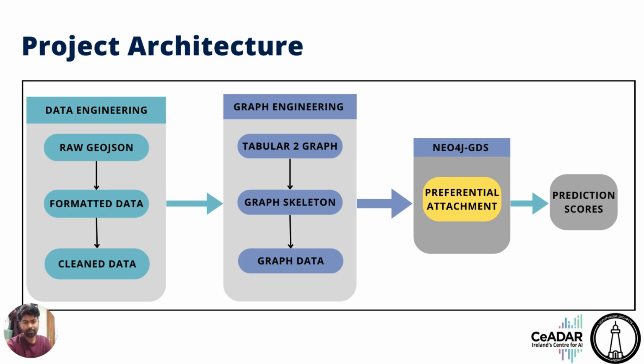The project architecture of graph machine learning based link prediction has been divided into four building blocks. They are data engineering, graph engineering, Neo4j Graph Data Science, and prediction of scores. Let's get deep into each and every building block of this architecture.